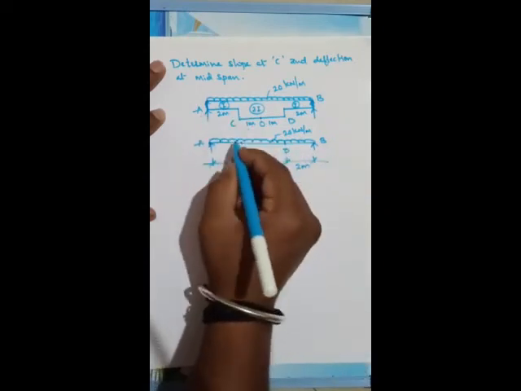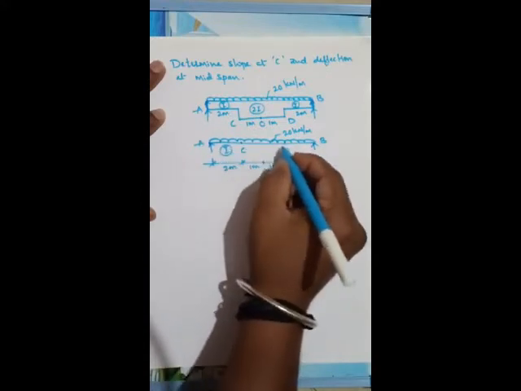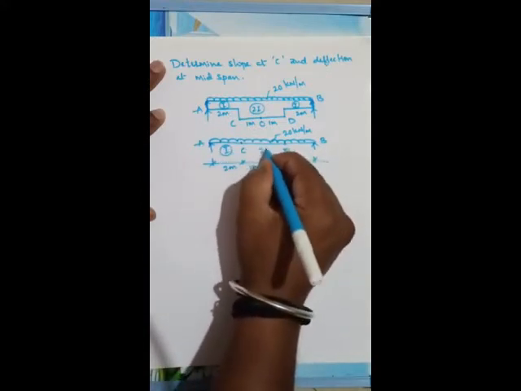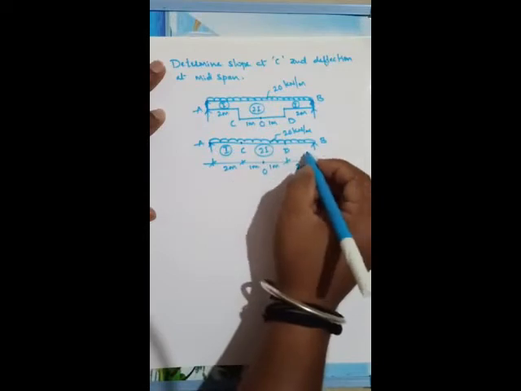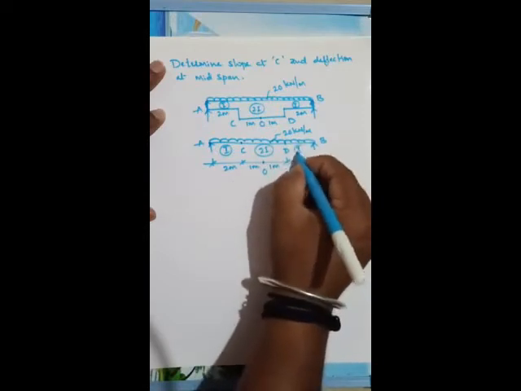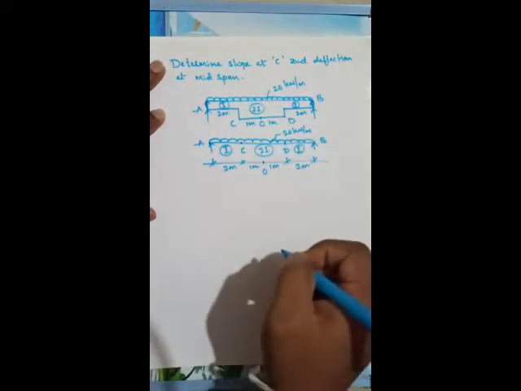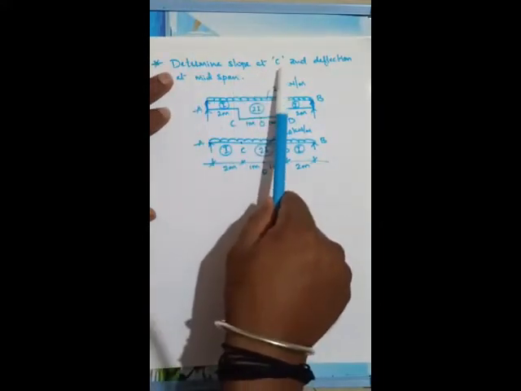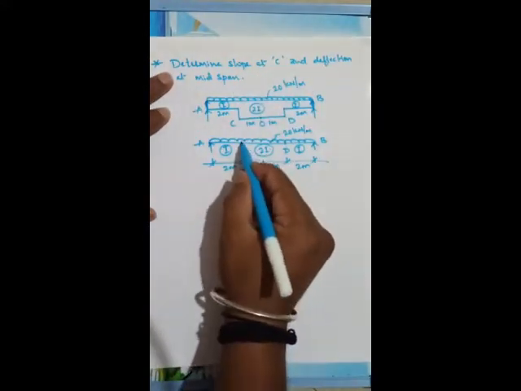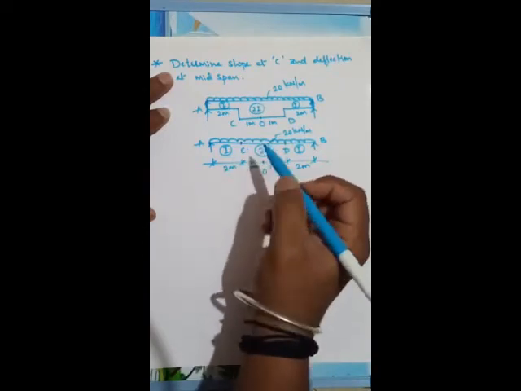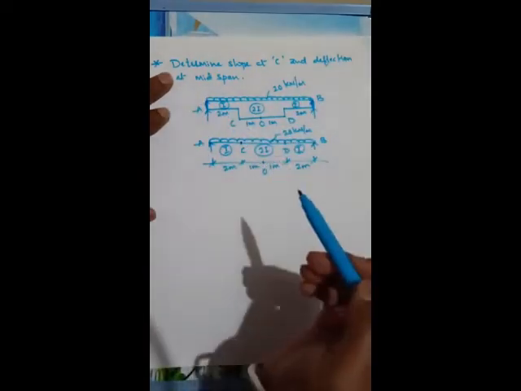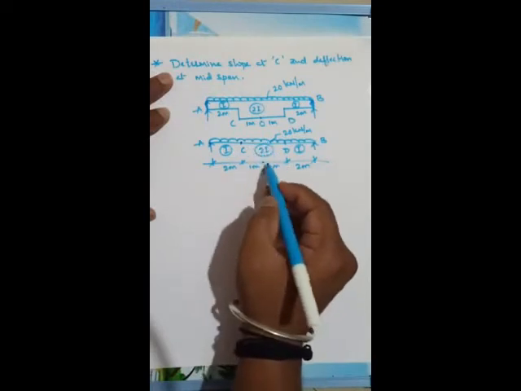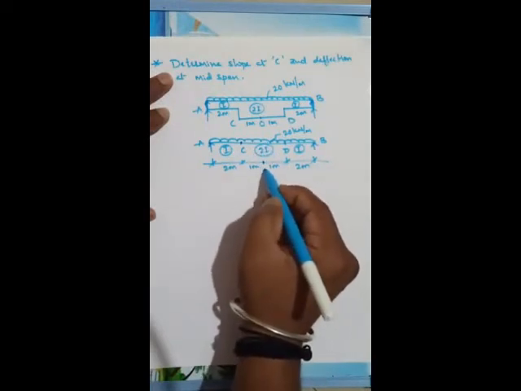A to C, it is I, the moment of inertia. C to D, it is 2I. D to B, it is again I. So here they have asked us to calculate the slope at point C, so this is point C, and the deflection at mid span. For that purpose, we have considered exactly the center.